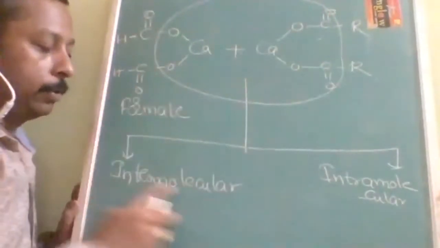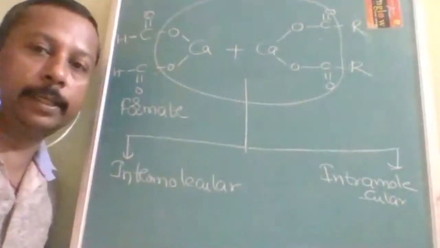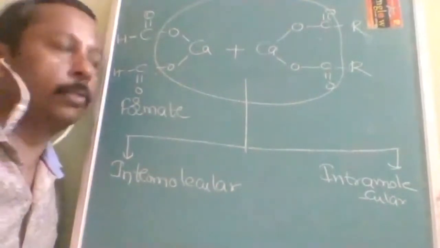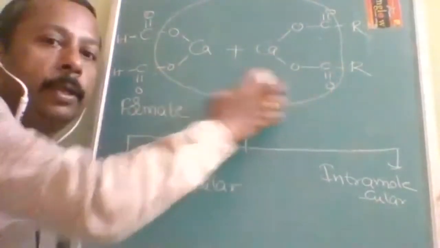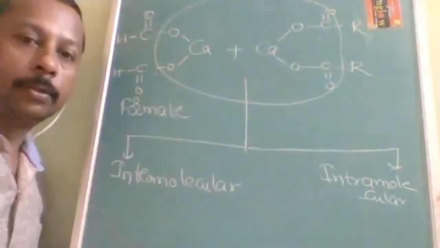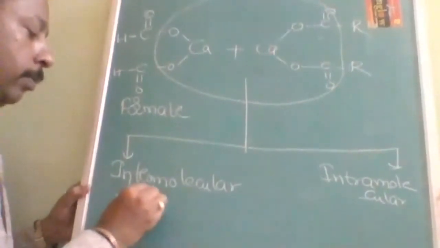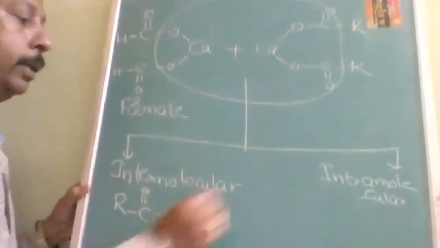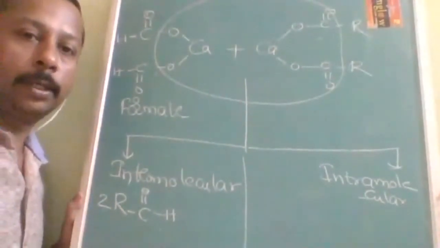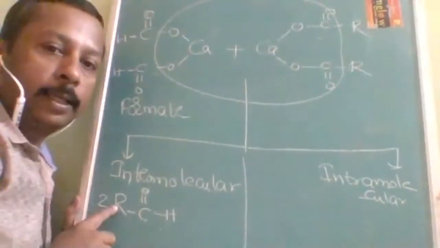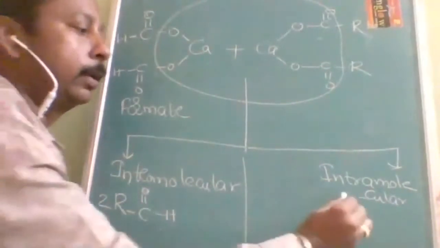RCHO. Okay, this is called intermolecular. Inter means between two. This is one salt, this is another salt. Both are contributing to give the product. So what will be the product that time? RC double bond O. Okay, that is the intermolecular. How many moles are we getting? 2 moles. But other than the intermolecular, there is also the possibility of intramolecular.